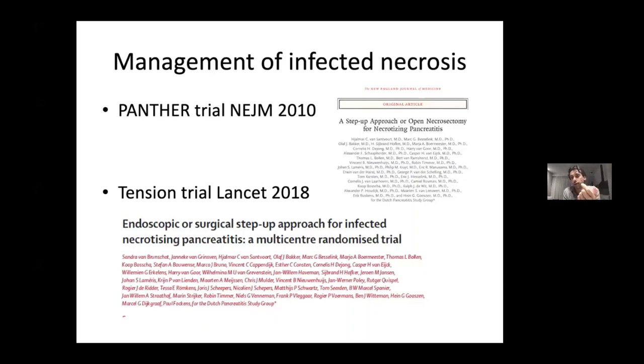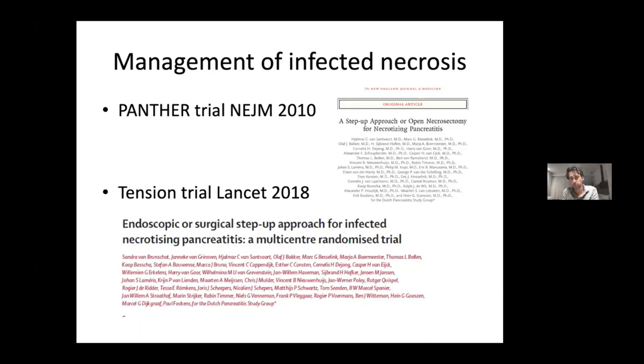And again, in the old days, when there was an infected necrosis and the patient was very unwell, one would do an open necrosectomy, so just a laparotomy, scoop out all the necrosis. But these patients did awfully. They had a very high mortality rate. So in 2010, the PANTER trial that was run suggested one has to do a step-up approach. And a step-up approach means wait, then drain before you do a necrosectomy.